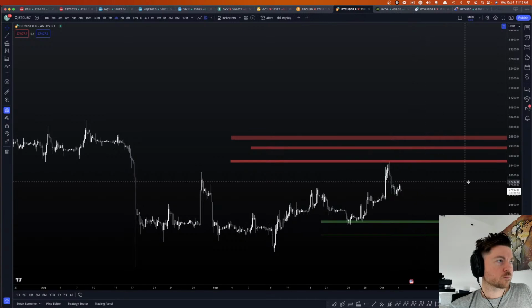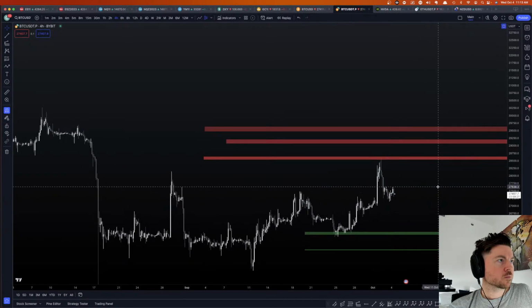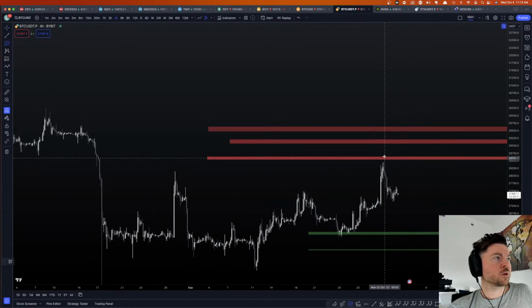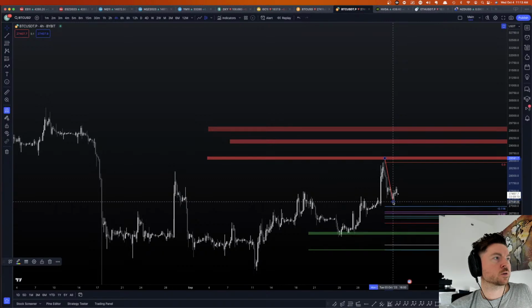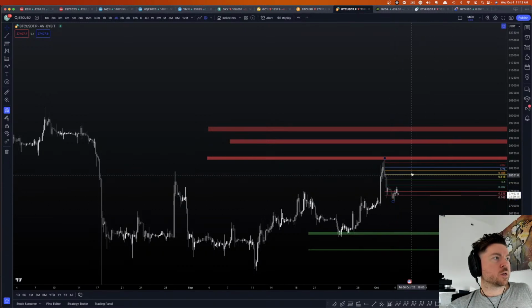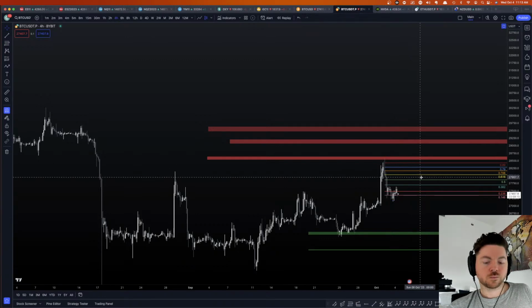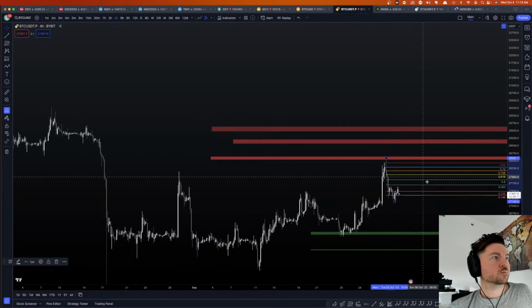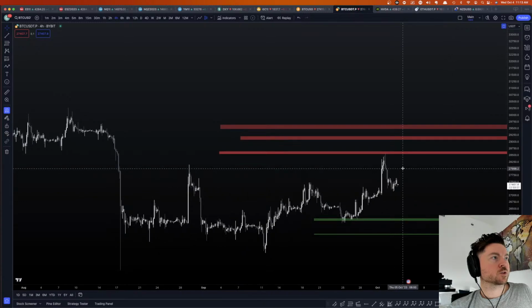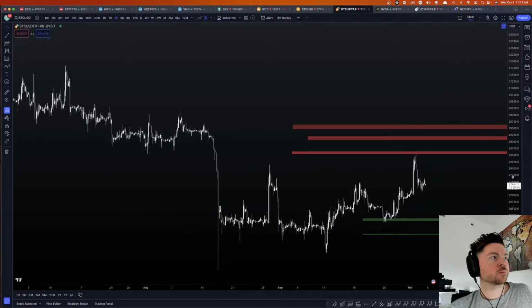Of course, you have an opportunity potentially of just an OTE setup in here, if it just wanted to come up here and then come down.